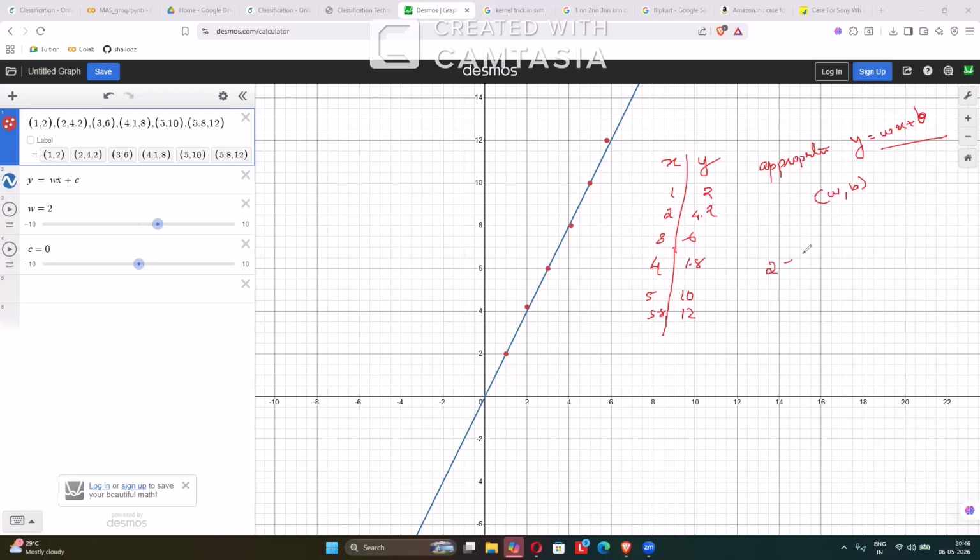In such a way that 2 minus w into 1 plus b whole square, plus 4.2 minus w into 2 plus b, plus 6 minus w into 3 plus b, and so on, 5.8 minus w into 12 plus b, is minimized.